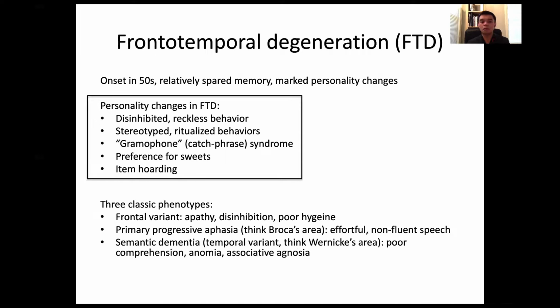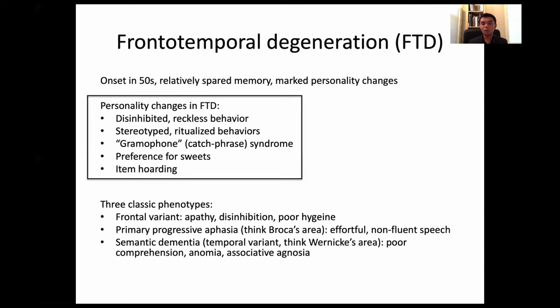FTD comes in three classic phenotypes, and they can be tricky to think about, especially when you see them for the first time. So it's important to be aware of these three variants because it will make it easier for you to make the diagnosis when you see these patients in real life. The first one is probably your classic one that you hear about the most, this frontal variant. That's primarily behavioral changes that you're seeing. So apathy, disinhibition, poor hygiene, those are the lead symptoms that you're seeing.